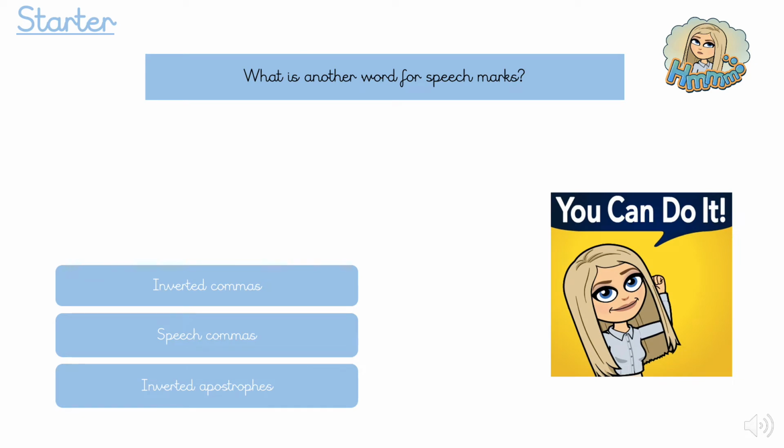It's now time for question 2. What is another word for speech marks? Is it A, inverted commas, B, speech commas, or C, inverted apostrophes?